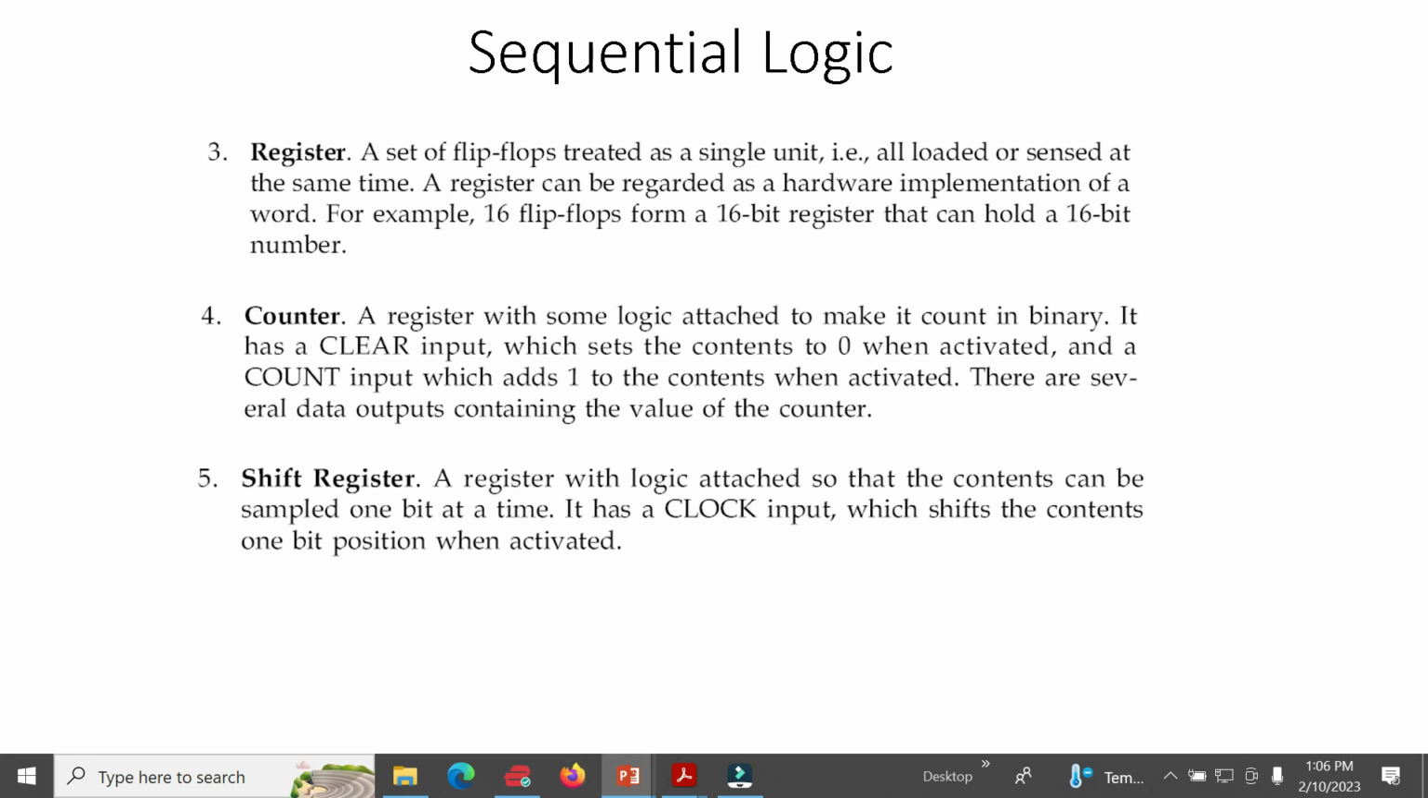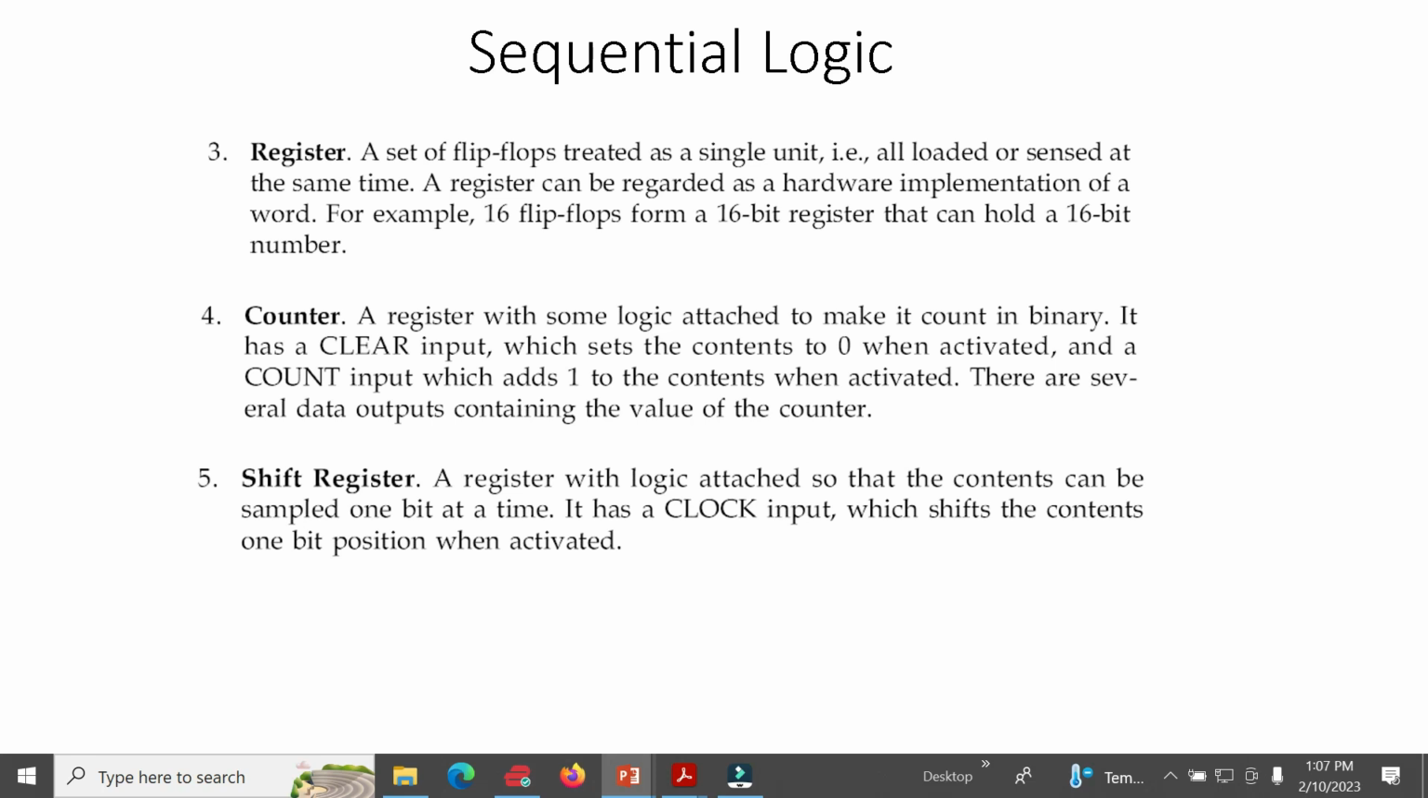Another type is the counter, a register with some logic attached to make it count in binary. It has a clear input, which sets the contents to 0 when activated, and a count input, which adds 1 to the contents when activated. There are several data outputs containing the value of the counter.